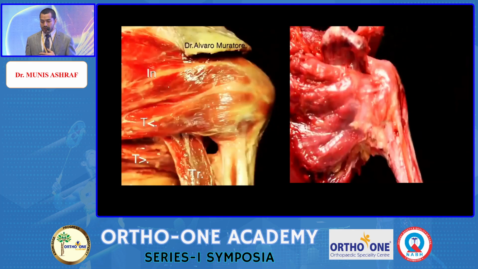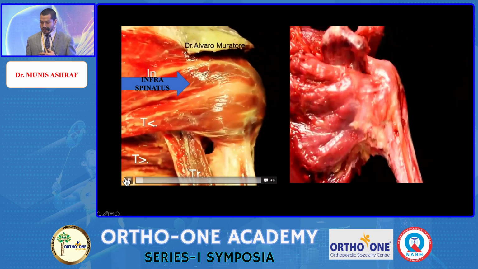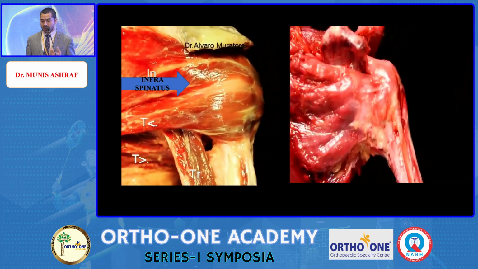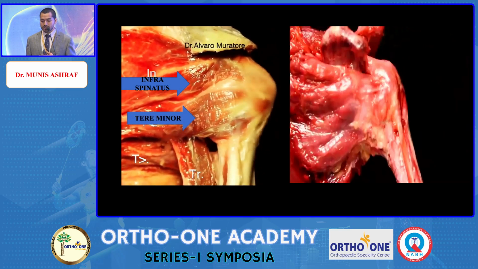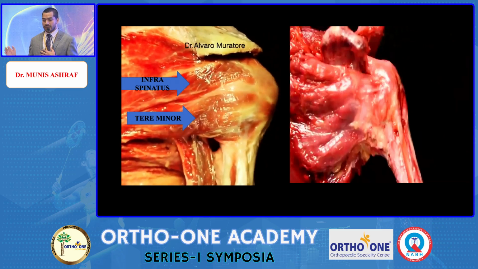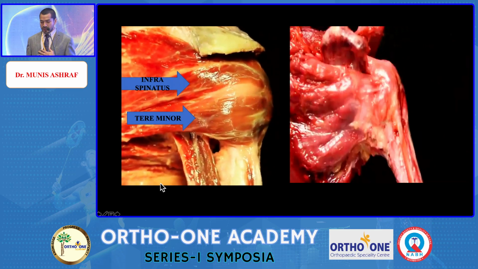And this is a video. Here we can see the muscle. This is called the infraspinatus. We are seeing from behind. It helps in rotation. There's the teres minor. It helps in external rotation of the hand. On the right, what you're seeing in this video is the front of the shoulder.